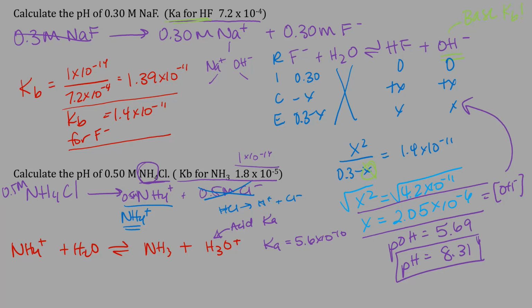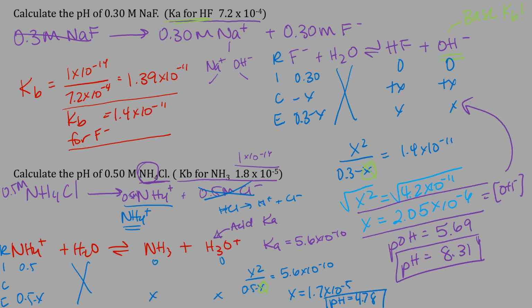All right, so I can go ahead and set up my RICE table now. This is 0.5. Water doesn't matter. 0, 0, x, x, 0.5 minus x. So I have x squared divided by 0.5 minus x, and that's going to be equal to 5.6 times 10 to the negative 10th. Get rid of this x, multiply both sides and take the square root, and I get that the x is 1.7 times 10 to the negative 5th. So if I take the negative log of that, I get that my pH is equal to 4.78.